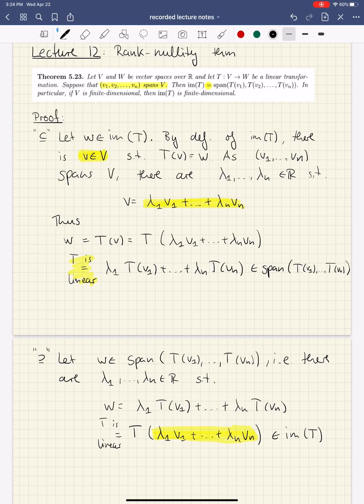And so then it's T of this, whatever expression it is. But in particular, since this is in V, that means that W is in the image of T. And this already gets us to the end of this proof. Great.